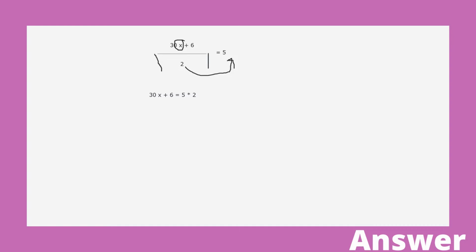And we continue to work. So let me just carry this over so that I can see properly. So now we have to solve the equation. 30x plus 6 is equal to 5 2's 10. This, in other words, equals this, right?